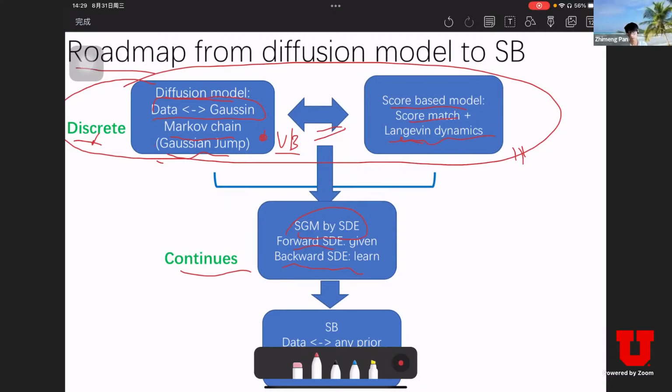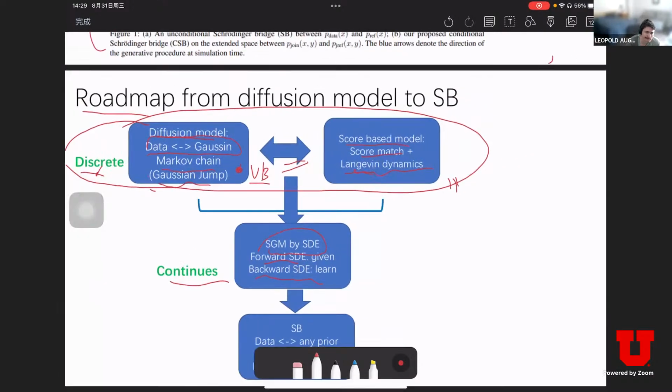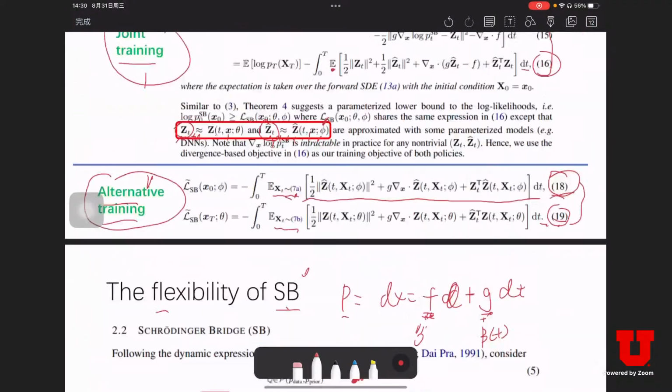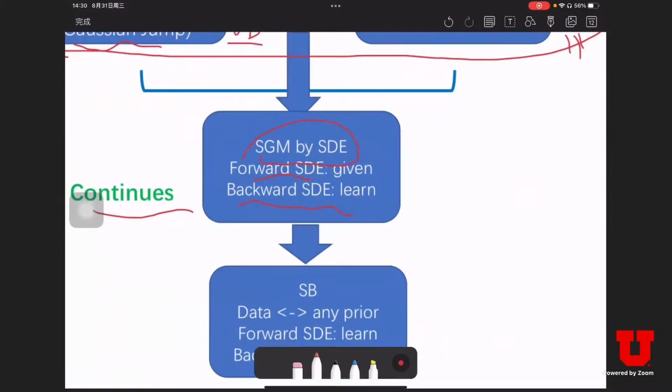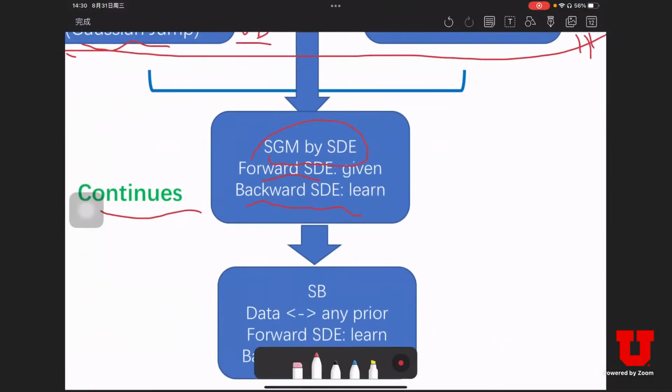Does it have something to do with the neural ODE? Like now people start to prefer this ODE thing. Yeah. I think if you check this paper, the SGM by SDE paper, he gives some discussion about the connection with the neural ODE things.